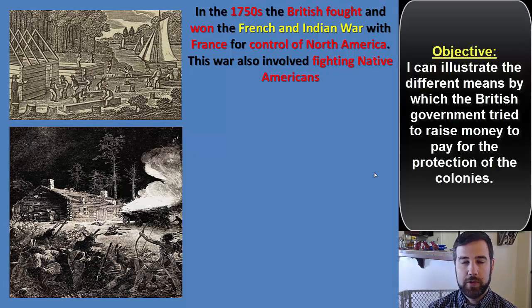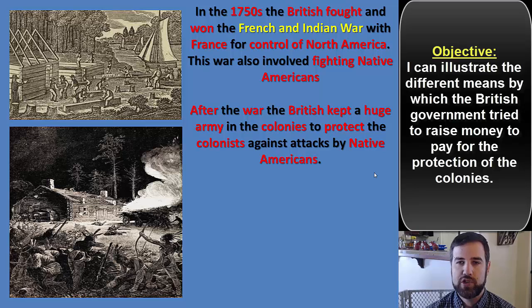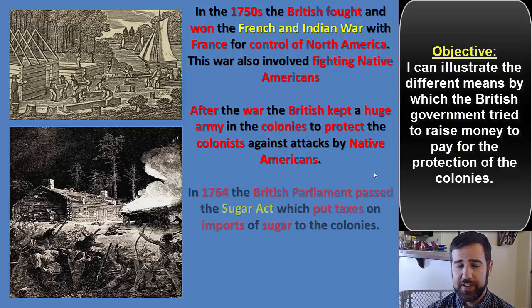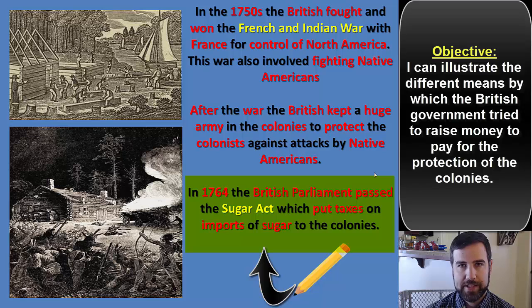So the British fought and won the French and Indian War. So we're going to have fighting of Native Americans involved with that. And as I said, that's one of the reasons why we have that proclamation line for protection. The British have a huge war debt they need to pay off. And so in the end, they're going to need to start taxing the colonies. And so the taxes are passed by the British Parliament.